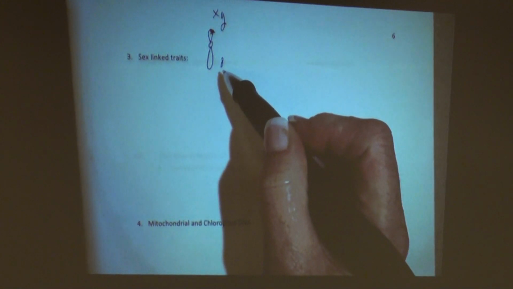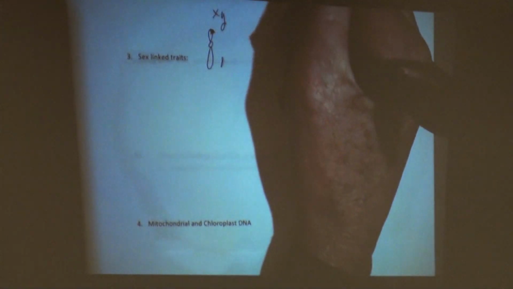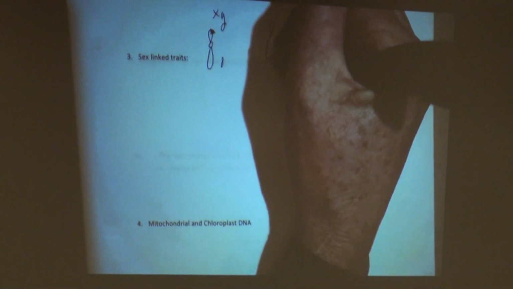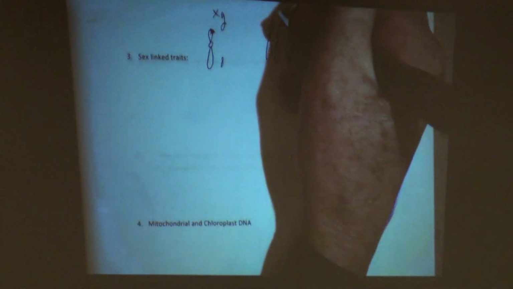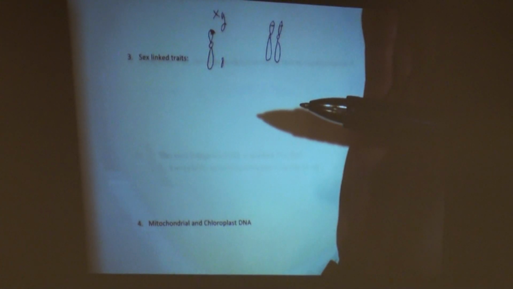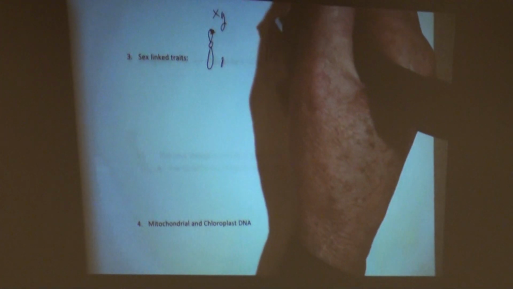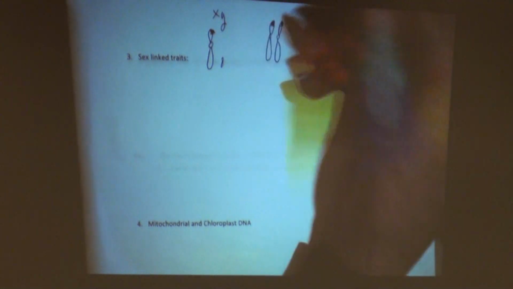Therefore, a little rule breaker, we only need one gene in the male for this to be expressed. Okay, so in the male, either they have the gene or they don't. So they're either affected or they're normal. Now females, because they have 2 X's, could have the trait or just be a carrier.